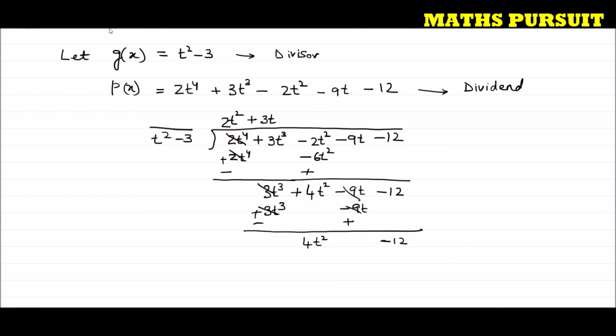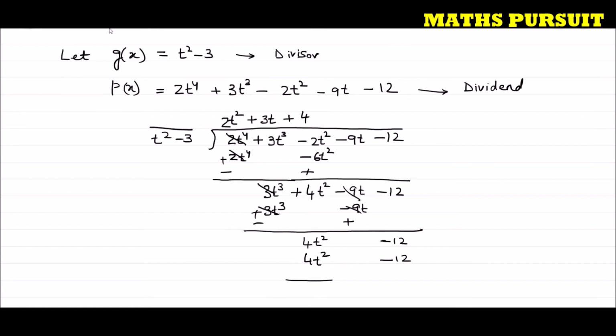Now again the time has come to decide what should I multiply to this t to the power 2 so that I can get 4t to the power 2. Again the answer is very simple and very straightforward. I need to multiply plus 4. So if I multiply plus 4 with this t to the power 2, then I will get 4t to the power 2, and then 4 into minus 3 is minus 12.